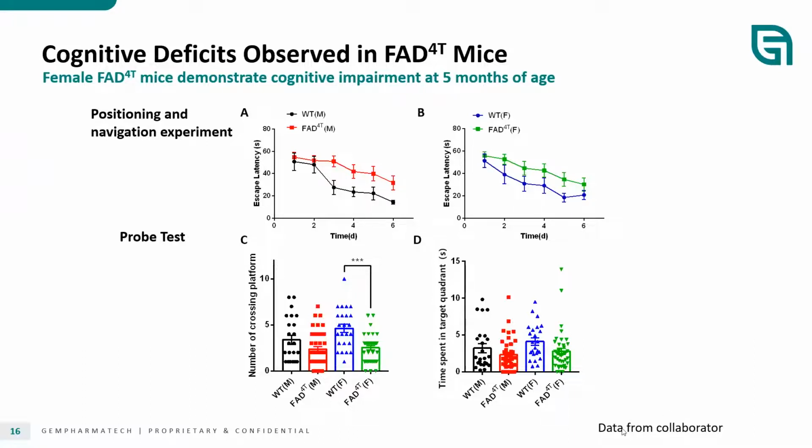For 3-month-old mice, the FAD4T mice showed normal learning and memory abilities compared with wild type mice, and that's shown here in figures A and B. While in the spatial search experiment, there's a trend toward cognitive decline in FAD4T female mice compared with wild type mice. As you can see here, some disagreement, indicated by fewer transition numbers and less time spent in the target quadrant, and that is shown in figures C and D here.